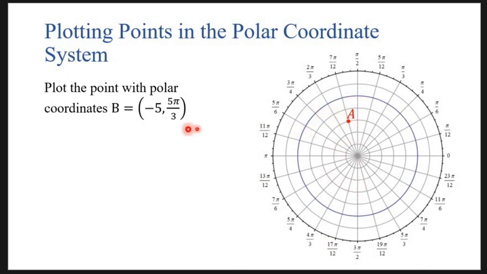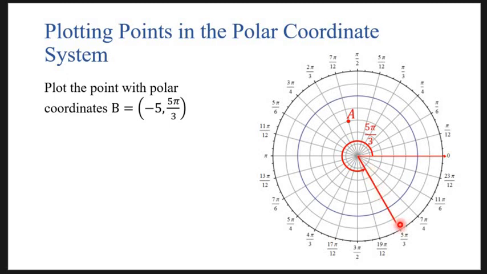So there's point A. Let's go ahead and plot this next point, point B. You'll notice that point B has a negative radius. So that means that the point we plot is not going to be on the terminal side of 5 pi over 3, but on the ray that forms a straight angle with the terminal side of 5 pi over 3. So first we'll find the angle 5 pi over 3, and here's that angle right here, 5 pi over 3. This is the terminal side.